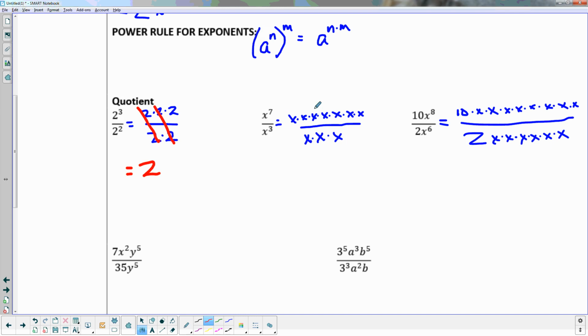So for every x on the bottom, since there's more on the top, for every one on the bottom, I get to cancel 1 on the top out. So I get to get rid of 3 of them. And how many am I left with? Maybe I'll circle them just so we can see how many there are, how many didn't cancel. Well, there's 4.